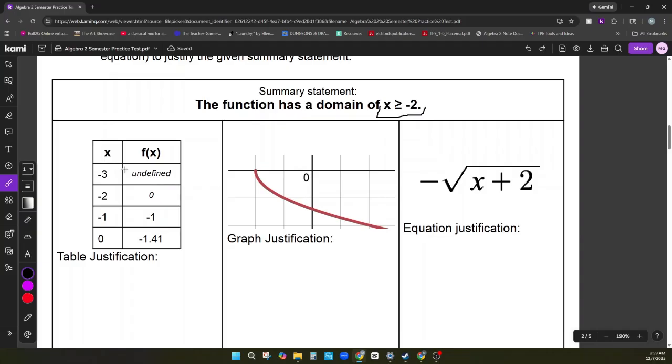In this case, I notice that my x values start giving valid output at -2. Before that, I get undefined values. The values that I plug in that are less than -2 do not give me valid outputs. And the x values that are greater than -2, -1, 0, and presumably 1, 2, 3, 4, if the pattern continues, do give me valid outputs.